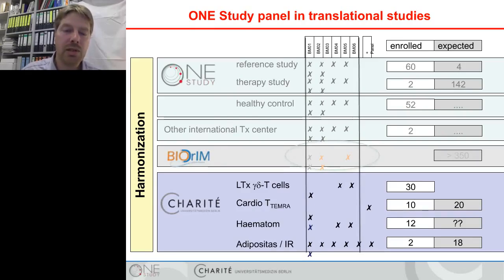And we harmonized our immune monitoring also in smaller studies in our own laboratory here. So we get results from liver transplantation studies, from cardiology studies, or from studies about diabetes and adipositas.